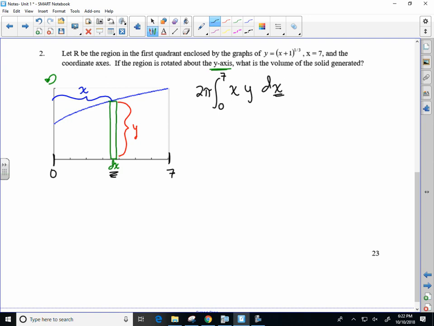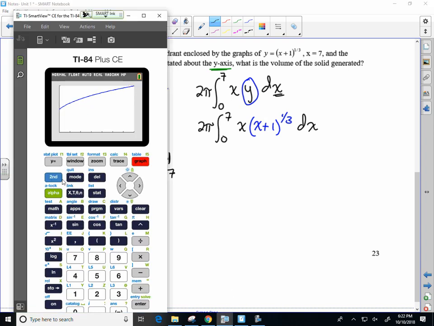Because it's dx, I want to replace the y. At least until you get to Calc 3 and you learn about how you integrate things that have x's and y's in it, which is way easier than it might seem like it would be. So x, replacing the y with what it really is, x plus 1 to the 1/3, dx. We pop it in.